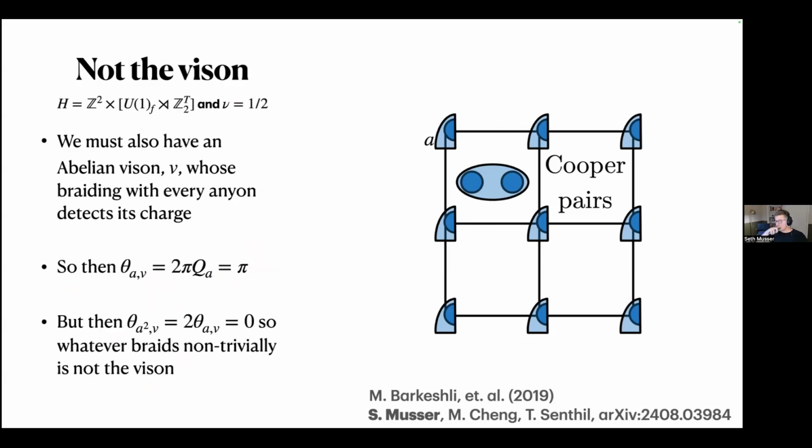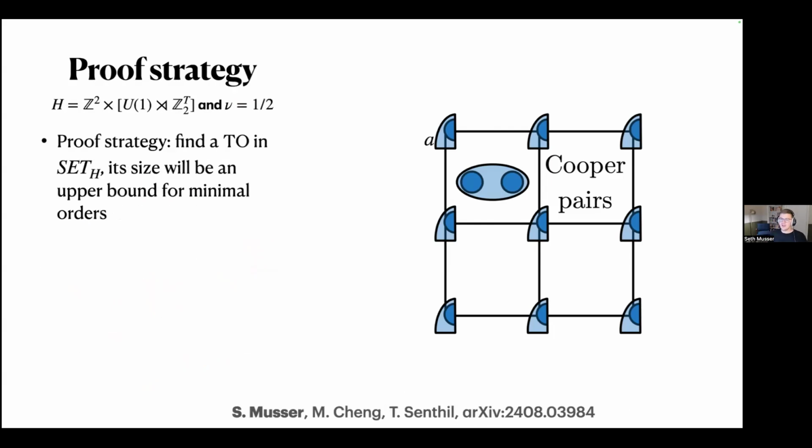Okay, so where do we go from here? Let me just walk you through the proof strategy. First, we want to find a topological order in SET sub H and upper bound our minimal order, the number of anions, with the number of anions in that topological order. Obviously, if any TO is to be minimal, it must have less than or equal to anions than any given TO we find in SET sub H.